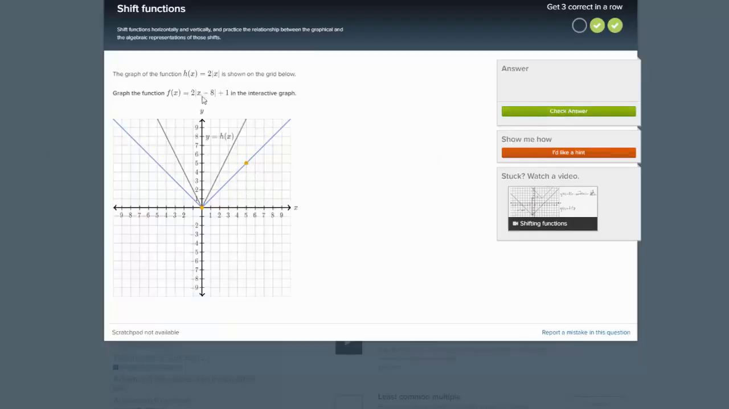Same type of one. Now, see, I have negative 8 inside my grouping symbol. So let's match this up. This says shift right 8, because remember we have to change the sign, up 1. So let's go right 8, up 1. 1, 2, 3, 4, 5, 6, 7, 8, up 1.